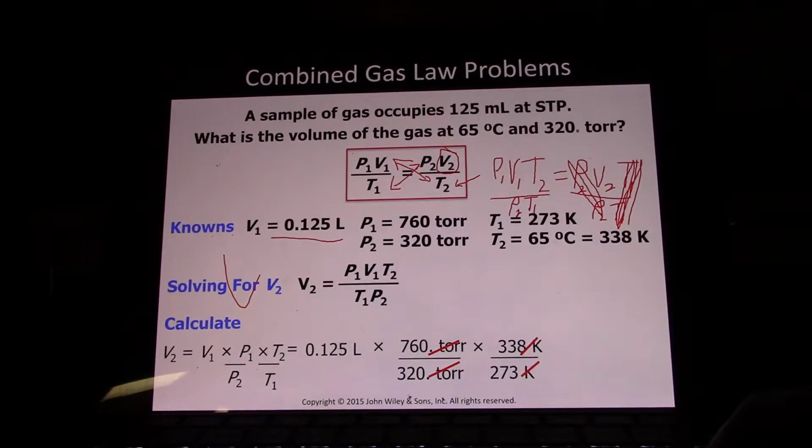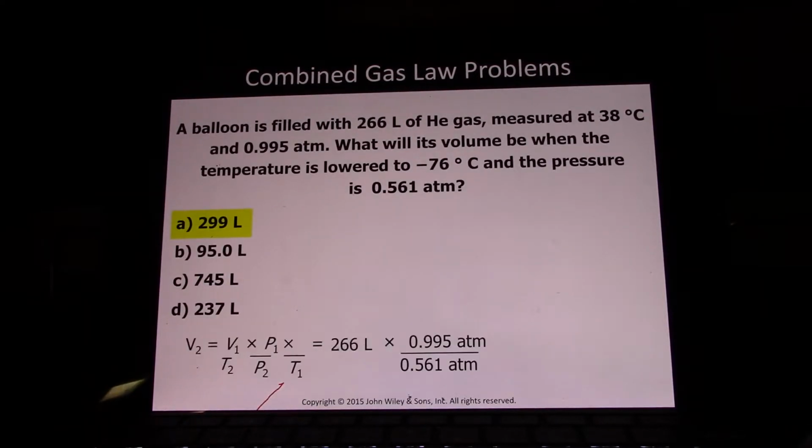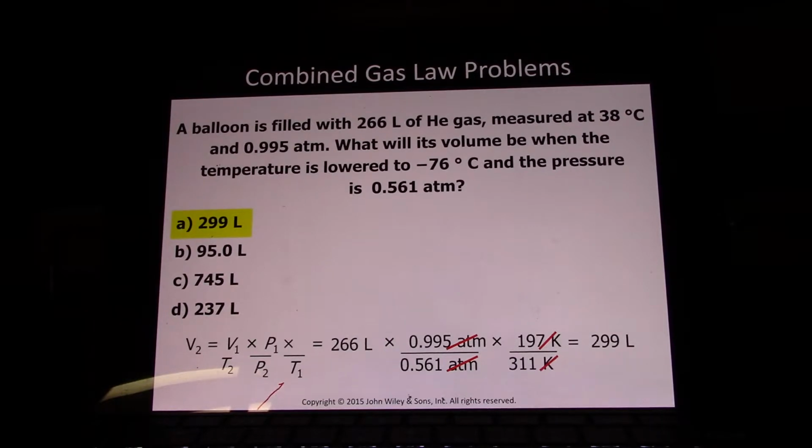And you get P1 V1 T2 equals P2 V2 T1, and you divide each side by P2 T1 to isolate V2 to get our equation. And that's the hardest part of the problem. Then we just plug and chug. We remember that we have to convert Celsius temperature into Kelvin, and we get 299 liters. And that's the kind of math that you would use for a weather balloon that's going to be really high in the atmosphere. It can be extremely cold.